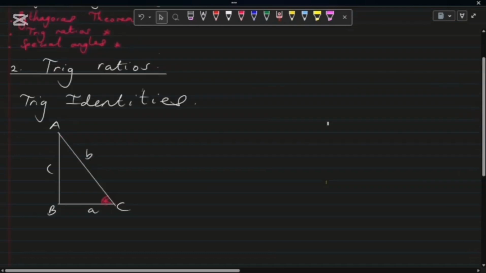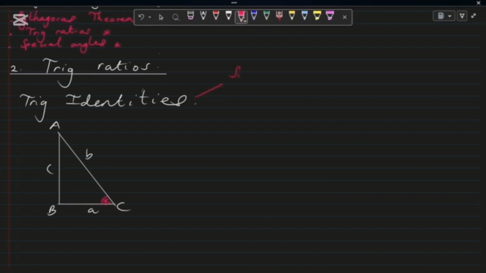Just write it here. What we have discovered is that sine of any angle over cos of that angle is equal to tan of that angle, right? Now we are trying to establish something else.